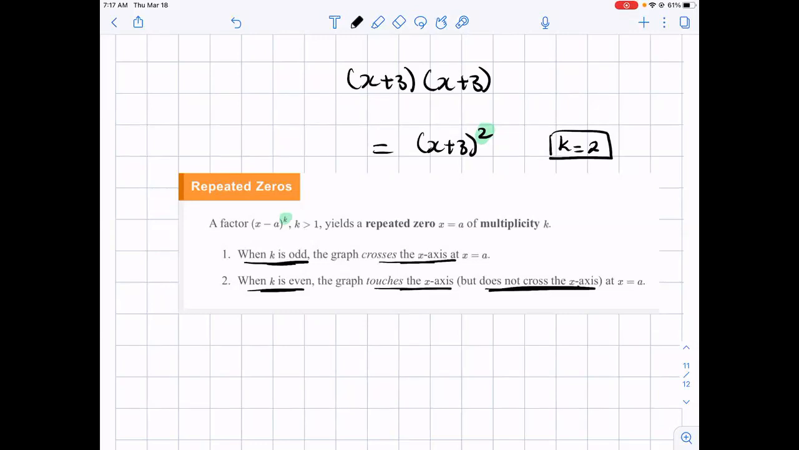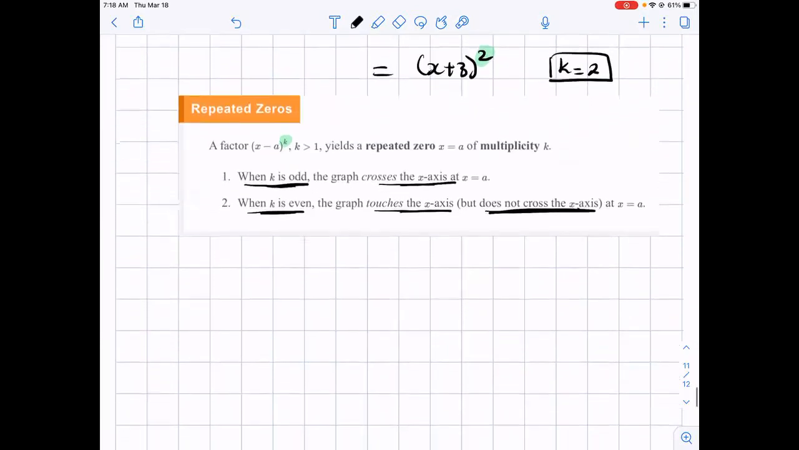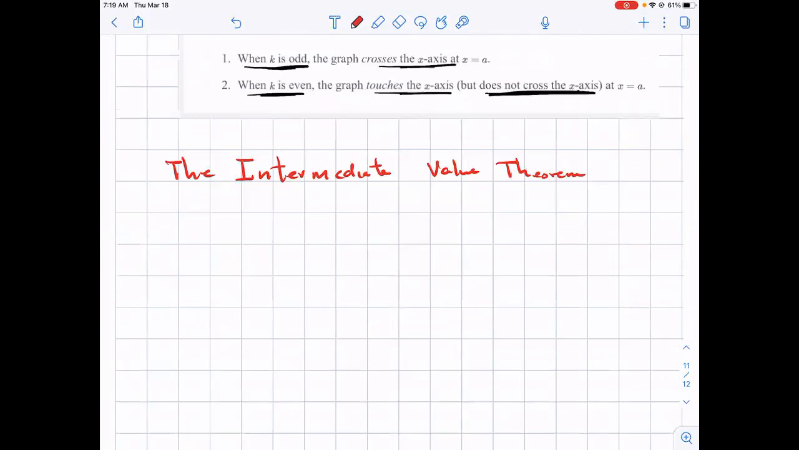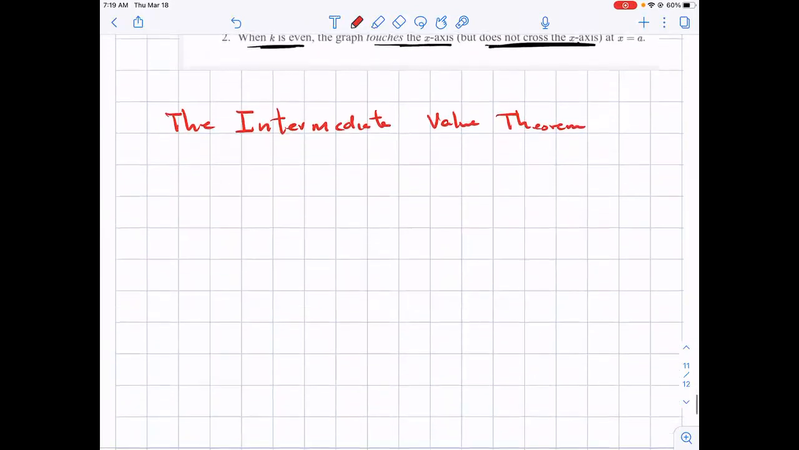So what we're doing here is looking for little hints so we can become very proficient at graphing polynomial functions. By finding the x-intercepts or the zeros, and by looking at the end behavior, we already know how the graph will look at the ends. So let's look briefly at the intermediate value theorem also. This is another theorem that will help you.